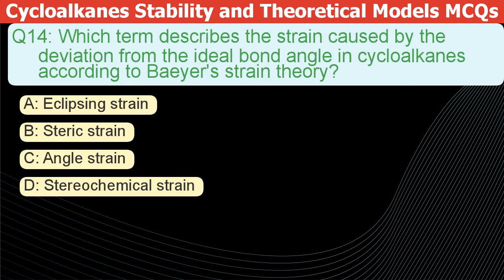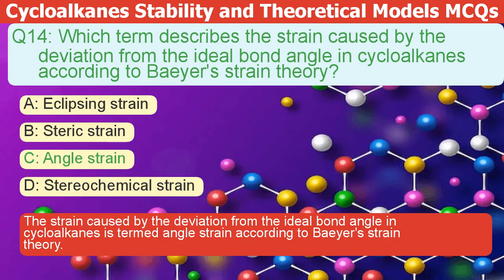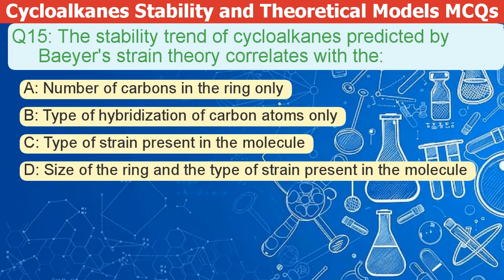Which term describes the strain caused by deviation from the ideal bond angle in cycloalkanes, according to Baeyer's strain theory? A. Eclipsing strain. B. Steric strain. C. Angle strain. D. Stereochemical strain. The correct answer is C. The strain caused by the deviation from the ideal bond angle in cycloalkanes is termed angle strain, according to Baeyer's strain theory.